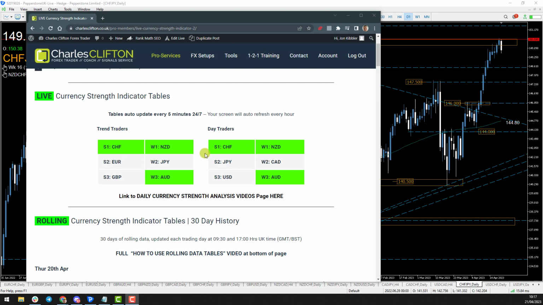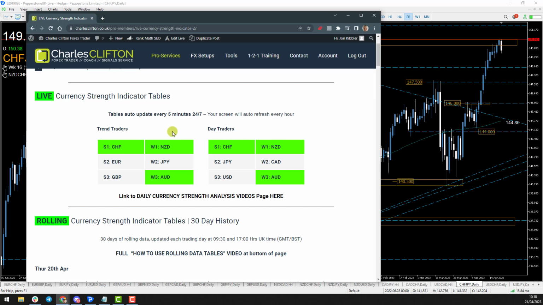We have the trend traders table and the day traders table. These are the same studies, just highlighting different time frames. You can see some of the currencies are highlighted in green. That means there's a confluence between these trading time frames. That's where we're focusing most of our attention in these videos. Tables auto update every 5 minutes 24/7, meaning our members can see how the market stands right now in real time. So we can see that the Kiwi Swiss is topping the tables now.